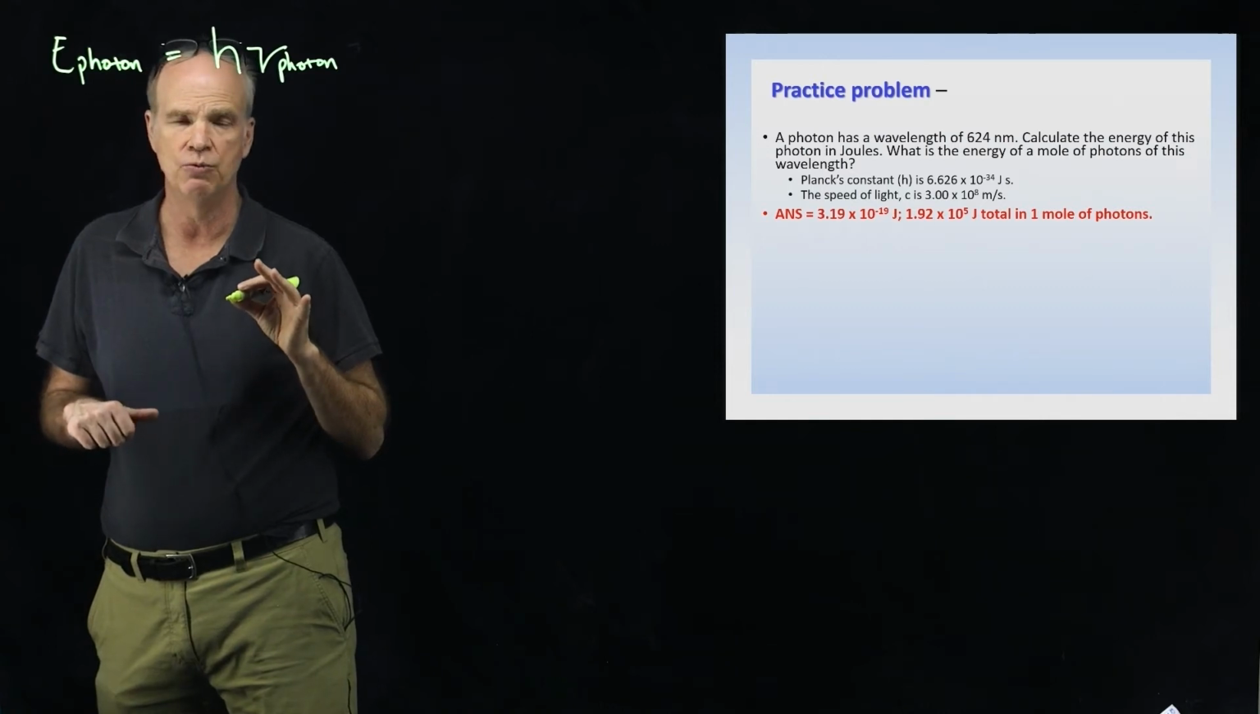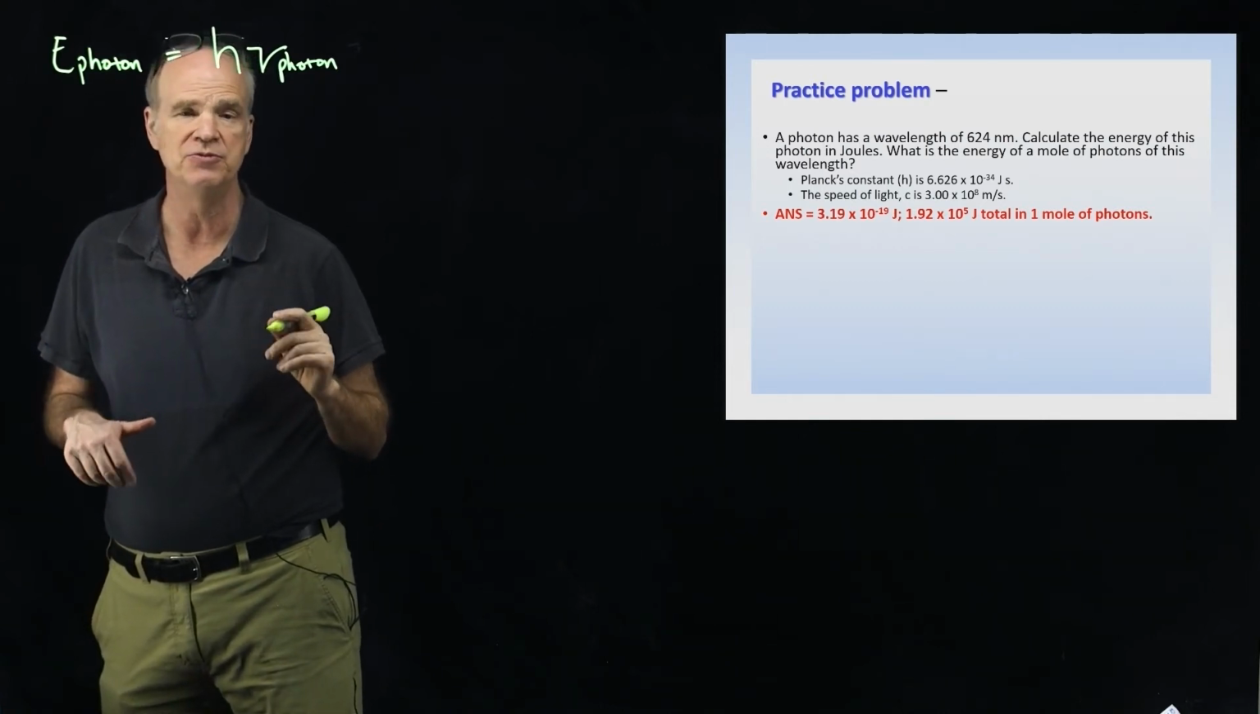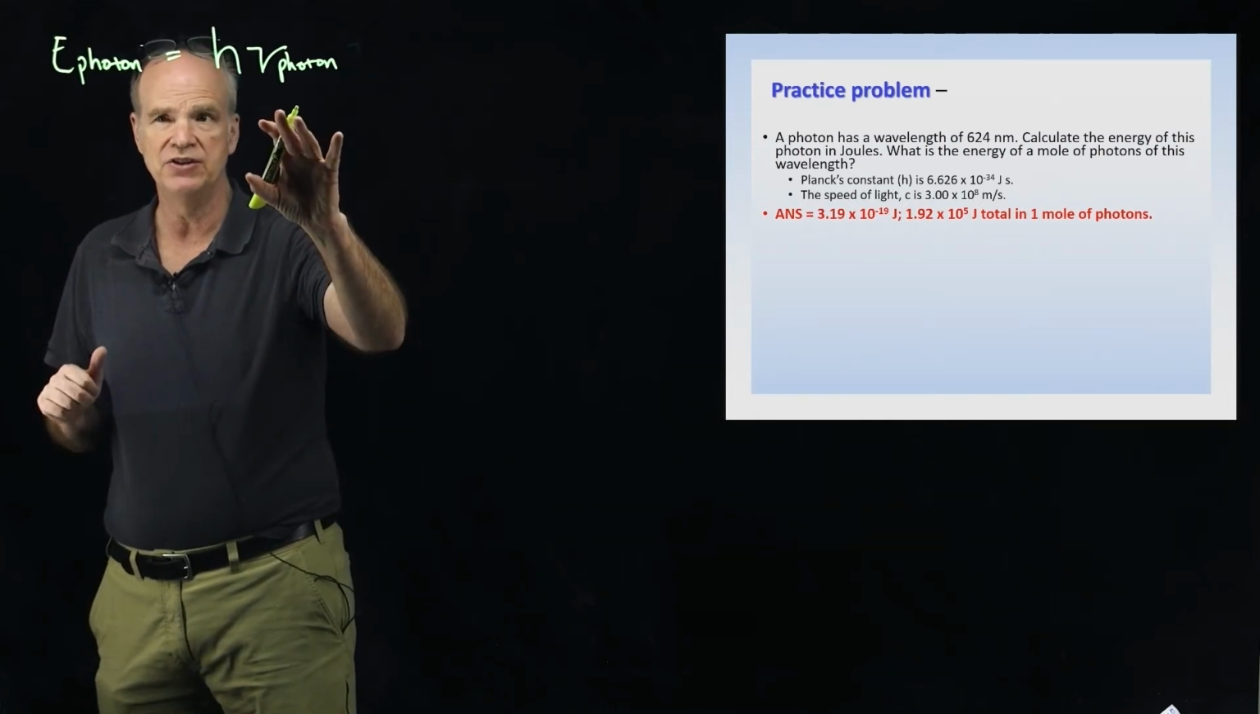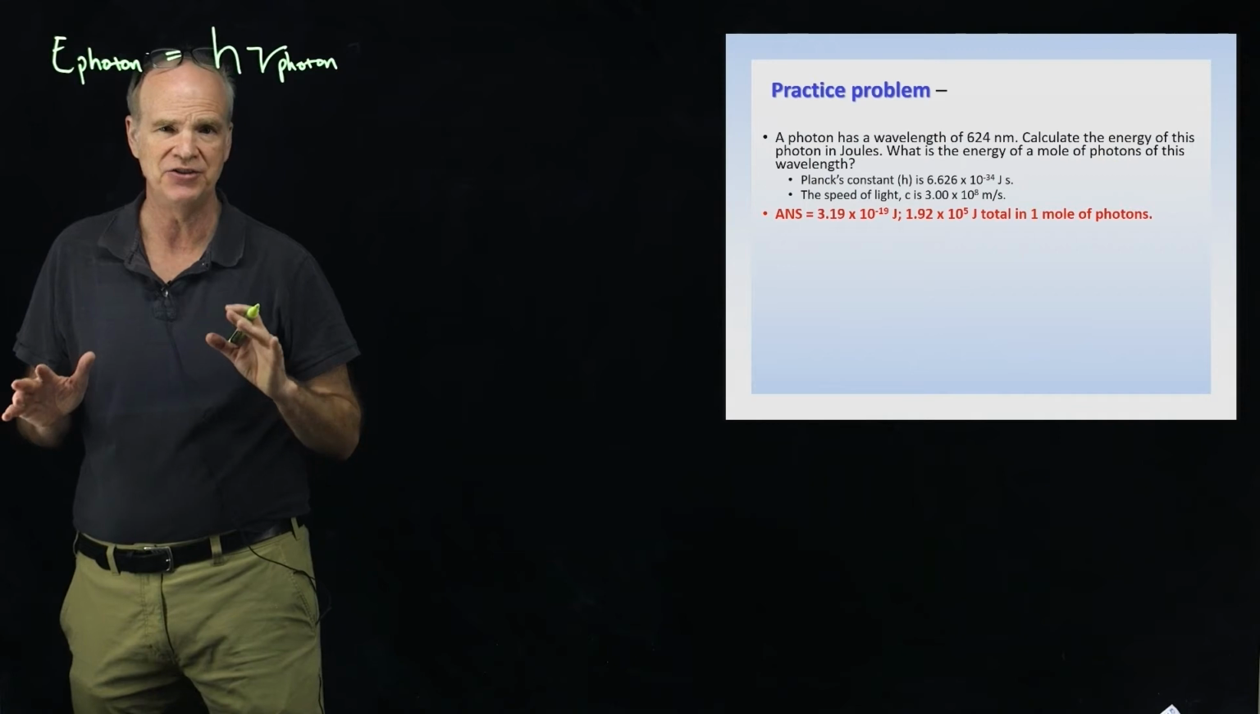Okay, so what you can see in this particular problem is that we're not given a frequency per se, we're given a wavelength. And so what we're going to have to do is modify this equation so that we can throw in wavelength into it and get the energy of the photon. So that's not so difficult to do.